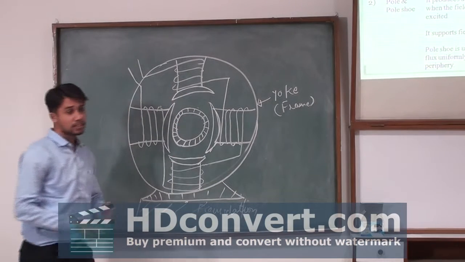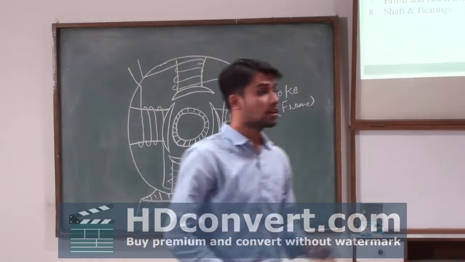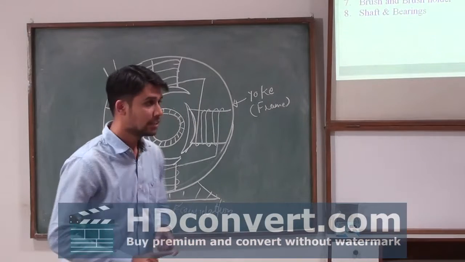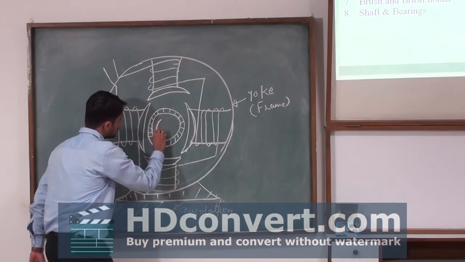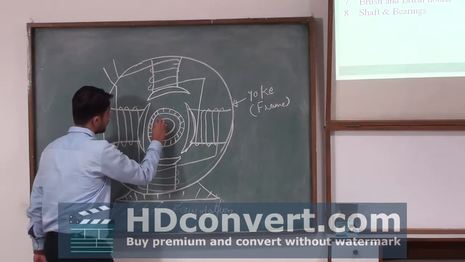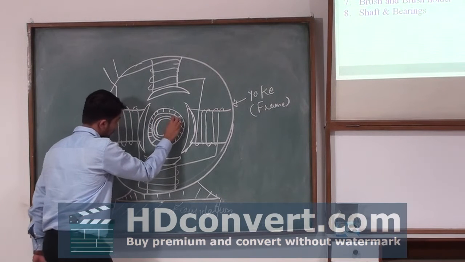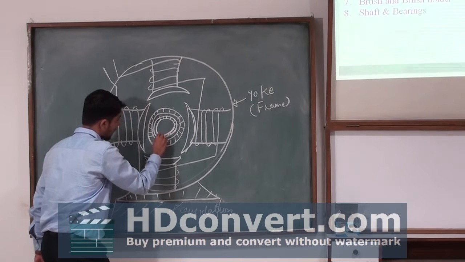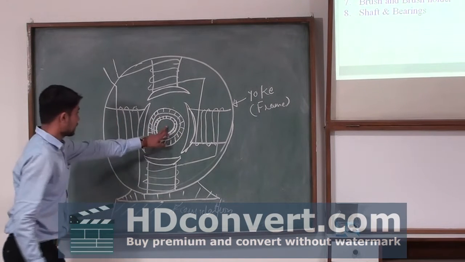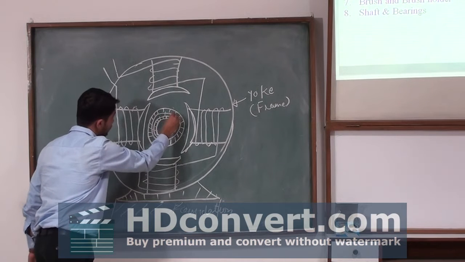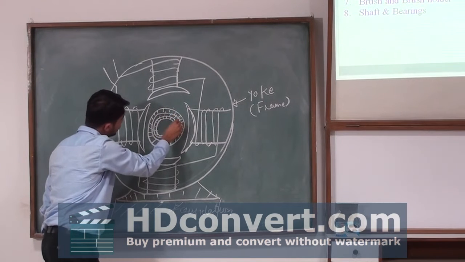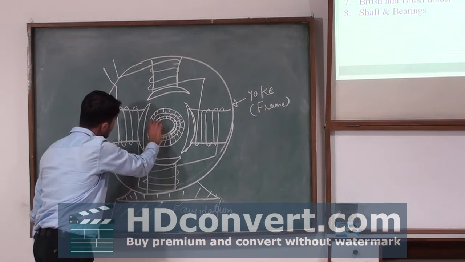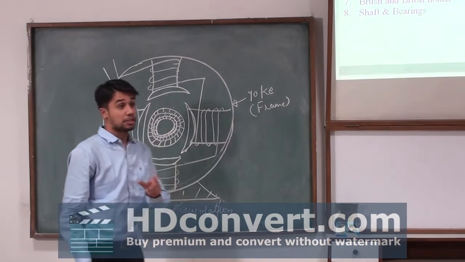Now rotor windings are connected with the commutator segments. These commutator segments are made up of copper bars. These commutator segments are insulated from each other to avoid short circuiting with the help of mica or paper. These are the commutator bars. So the conductors from these slots are connected with these commutator segments. These commutator segments are connected with the brushes.